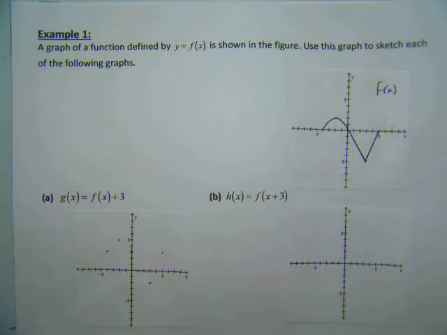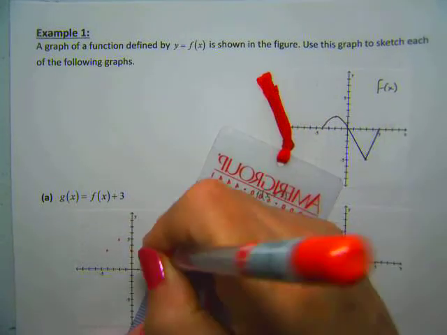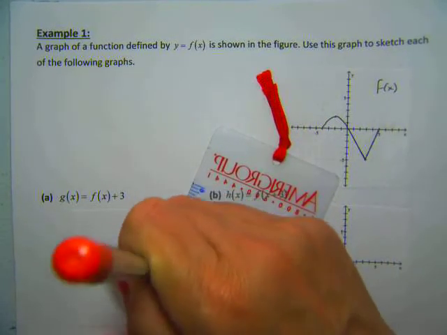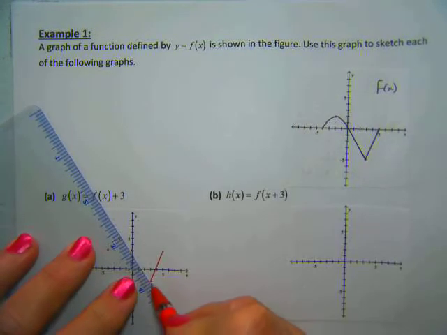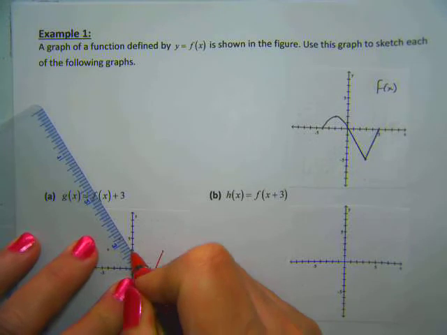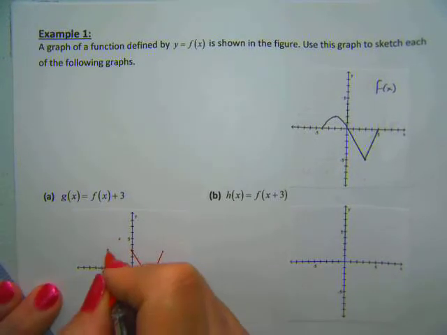And you'll see now that this graph is translated all together. Everything has been shifted 3 units up. I can connect the dots. And now I have half a circle.